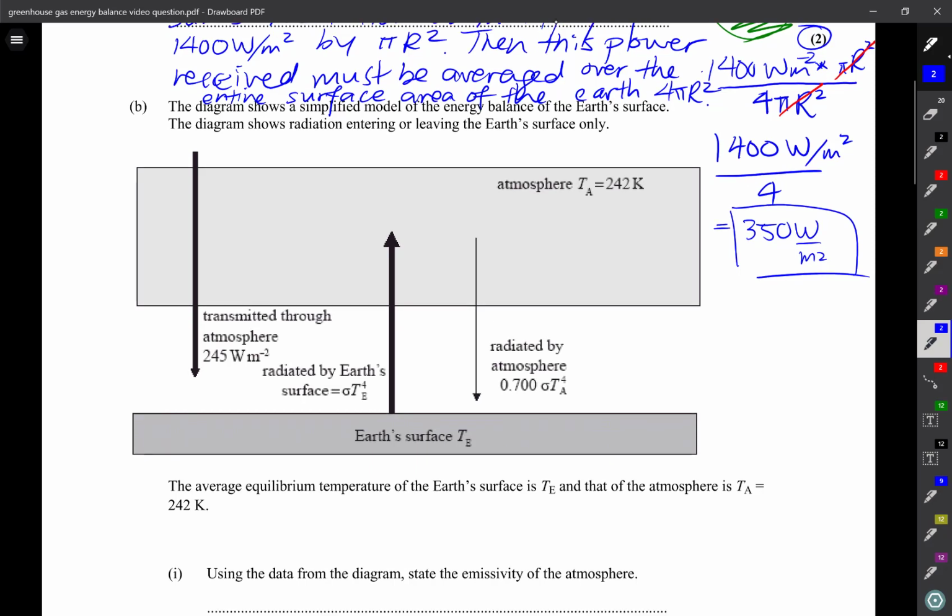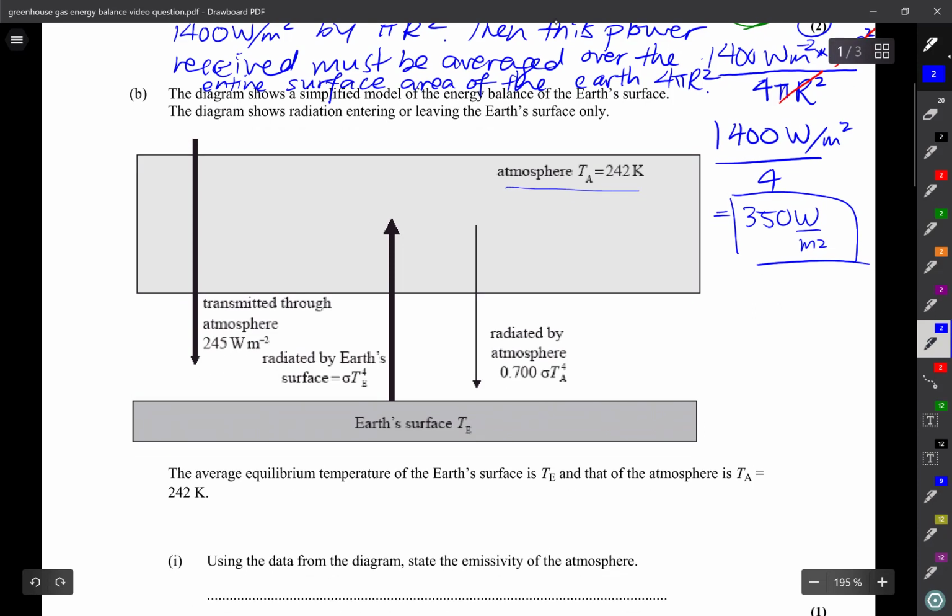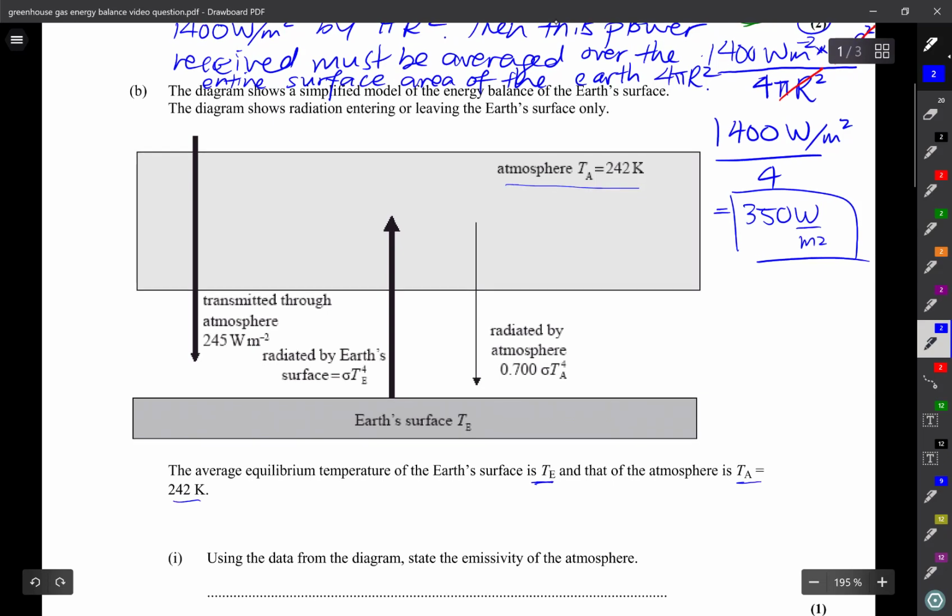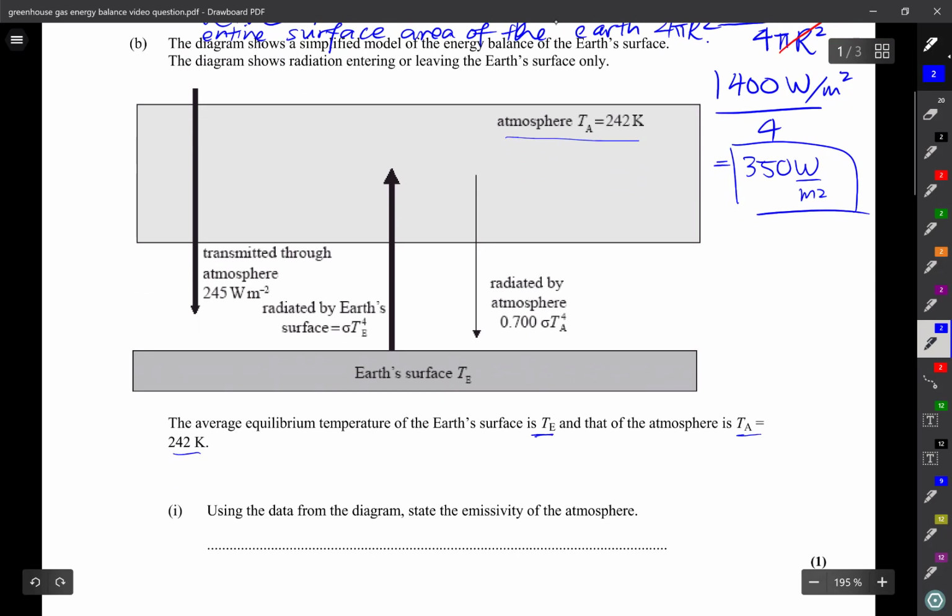And then if you take a look at the diagram, they tell you a few things like the atmospheric temperature, the radiation back to the atmosphere, radiation by the Earth's surface, transmitted through the atmosphere. The average equilibrium temperature of the Earth's surface is TE, and that of the atmosphere is TA equals 242 kelvins. Using data from the diagram, state the emissivity of the atmosphere.